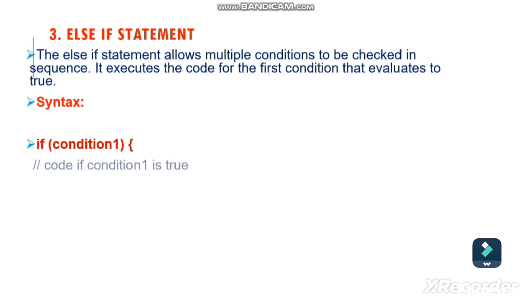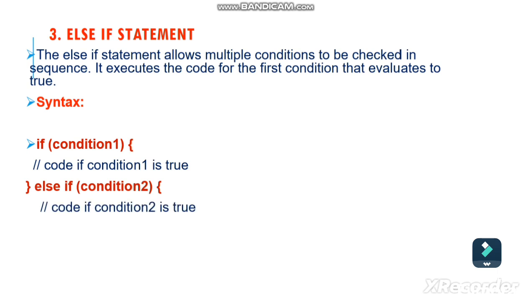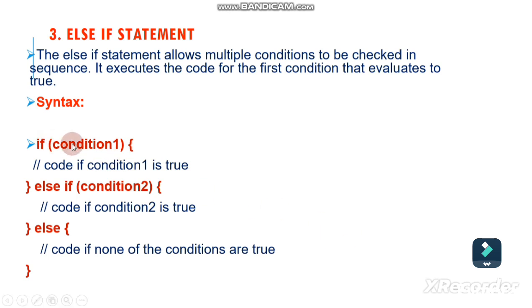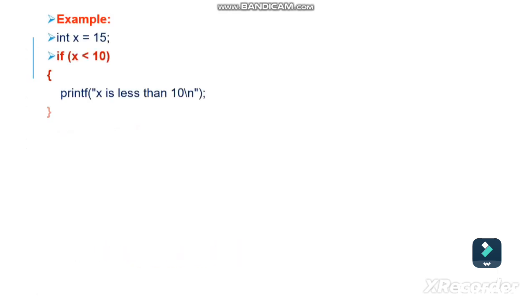Next one is the else if statement. The else if statement allows multiple conditions to be checked in sequence. It executes the code for the first condition that evaluates to true. For example, look here, I wrote the syntax. Condition 1 is checked first, and if it is true, this will be executed. Otherwise, one more condition is given, and if that condition is true, this body will be executed. If none of the conditions are true, the else statement code runs by default. Let me explain through an example.